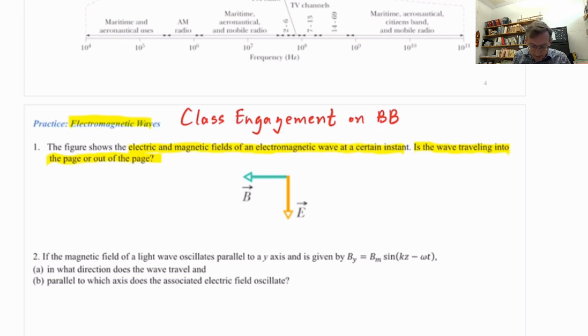Here's question 2. Suppose the magnetic field part of a light wave oscillates parallel to a y-axis and is given by that formula. B sub y, because it's a y component, is B max sine of kz minus omega t. First question, A. In what direction does the wave travel? And B. Parallel to which axis does the associated electric field oscillate?